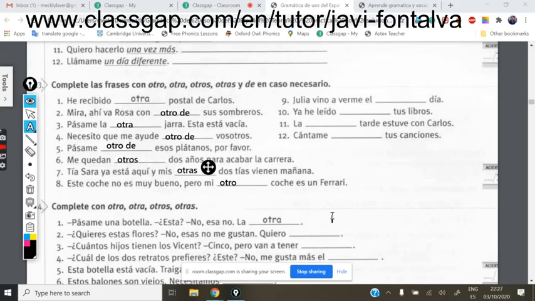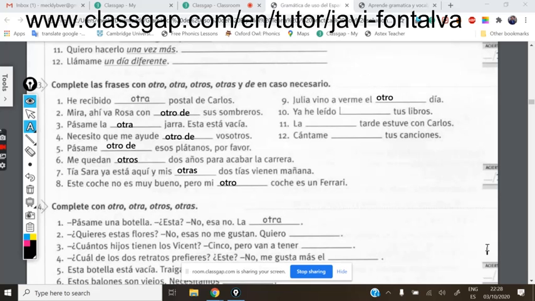Nine. Nine is not there, I think it is the next one. Julia vino a verme el otro día. So Julia came to see me the other day. Remember, when you have two verbs like this, you have two options: either here or at the beginning. So you could also say Julia me vino a ver. So it's the same.